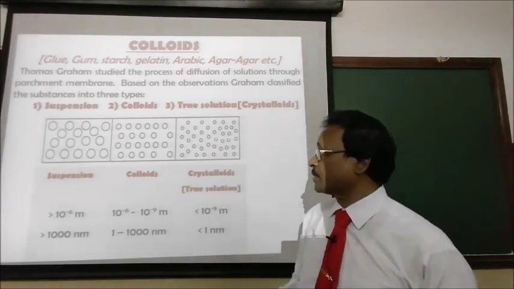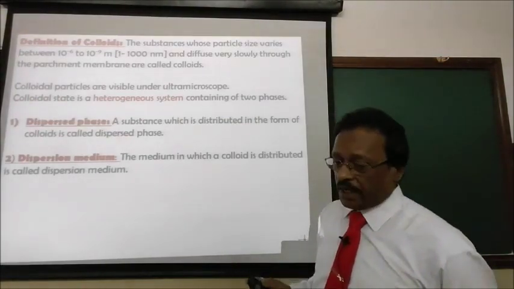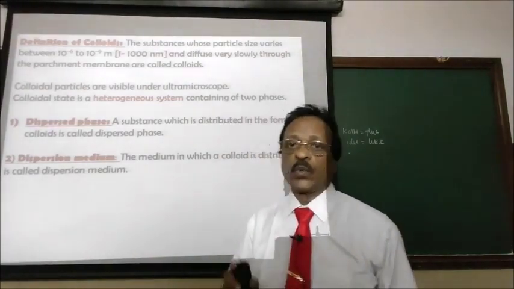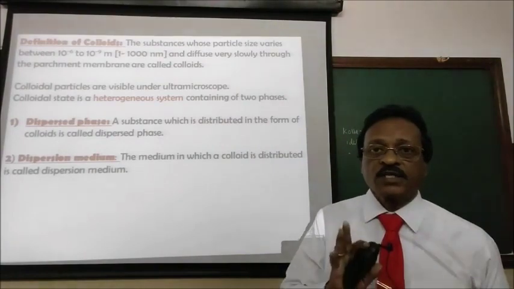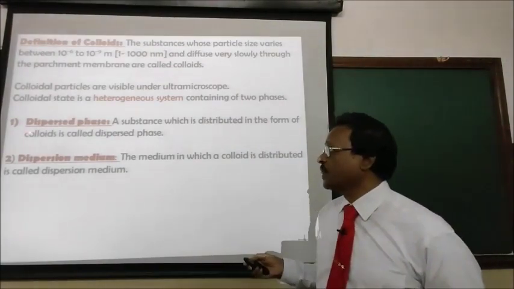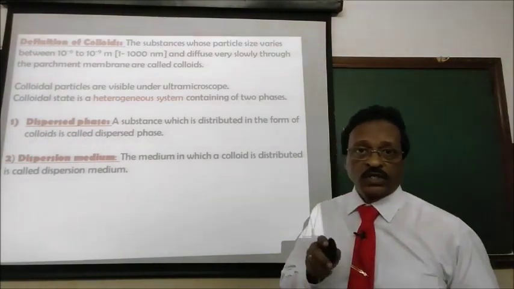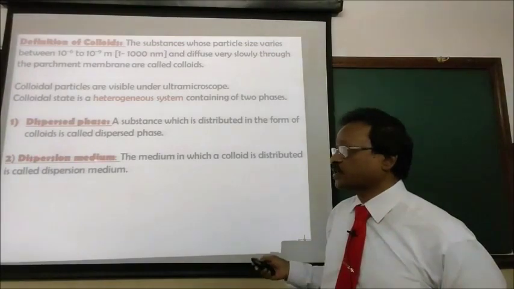I will continue further. So this colloid, imagine you follow, is not homogeneous. It is a heterogeneous system. A colloid is a heterogeneous system consisting of two different phases: one is called the dispersed phase and the other the dispersion medium.